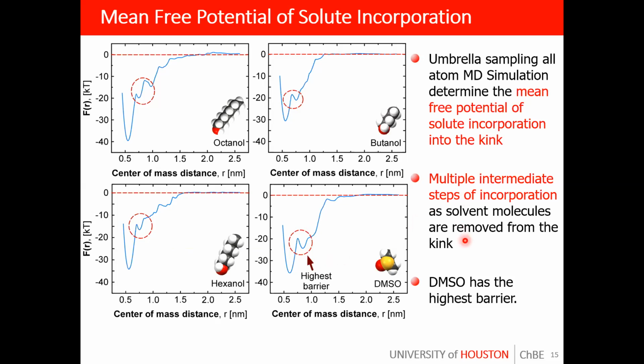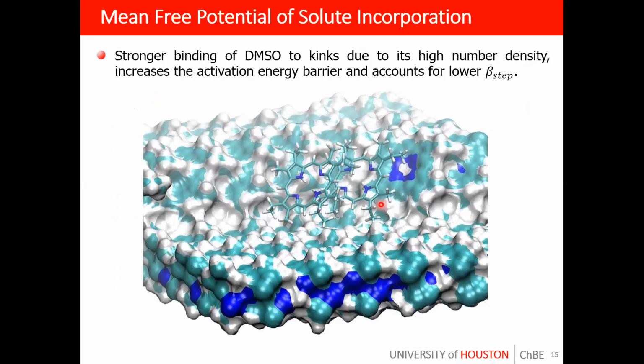And in order to understand the highest activation energy barrier, we look into the kink, and DMSO being a small molecule, the number density of DMSO that will be structured at the kink will be higher than the alcohols. And DMSO will have a strong interaction with the pyrrole groups which are exposed at the kink, causing the activation energy barrier to be higher. And hence the solute molecules will have difficulty in incorporating for DMSO, and hence we have a lower step velocity for DMSO.